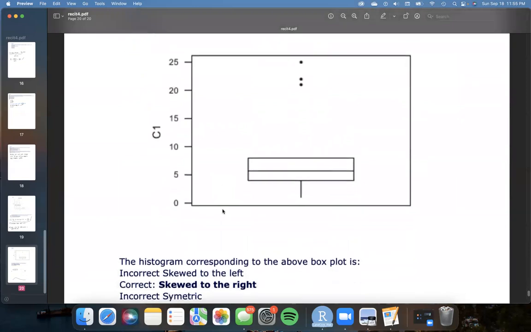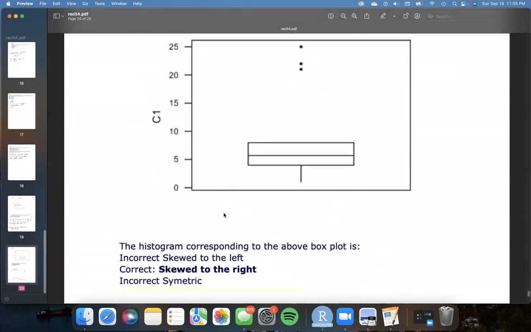Question 9. The histogram corresponding to the above box plot: is it skewed or is it symmetric? And which way is it skewed? This is a vertical box plot, so I can tell it's skewed to the right.